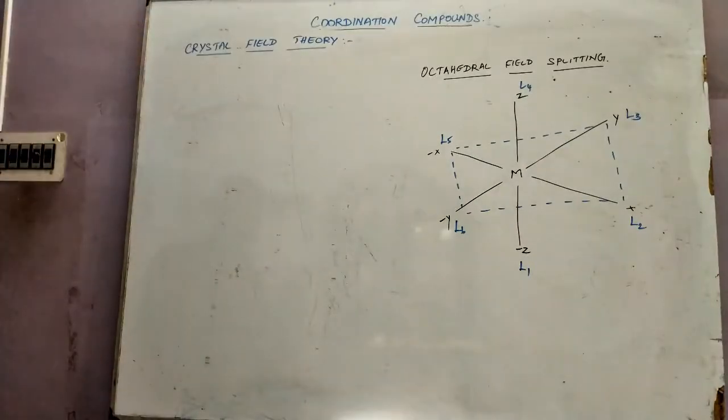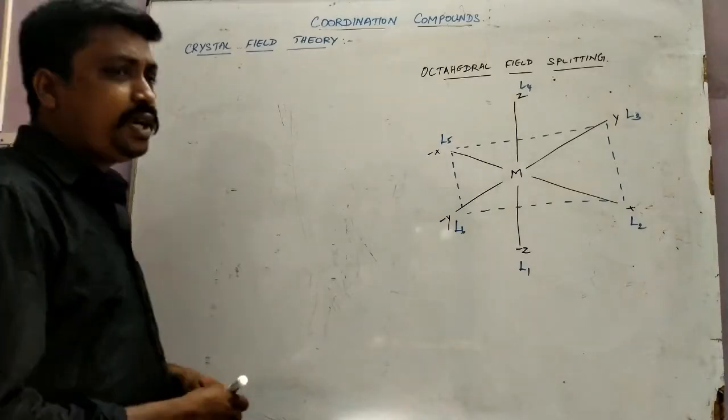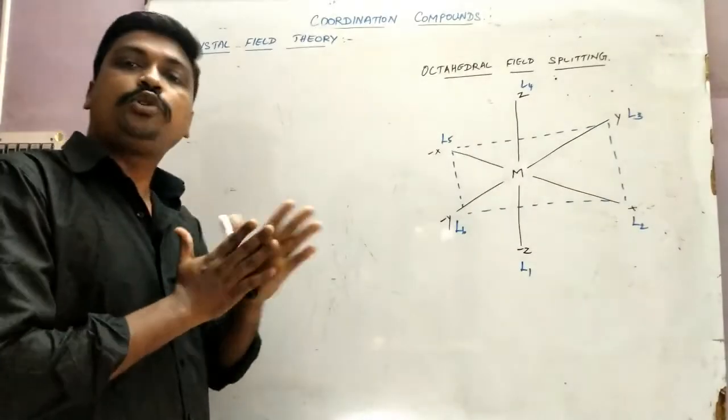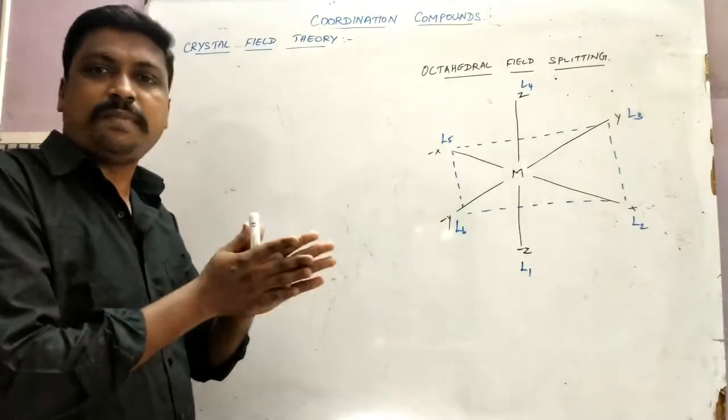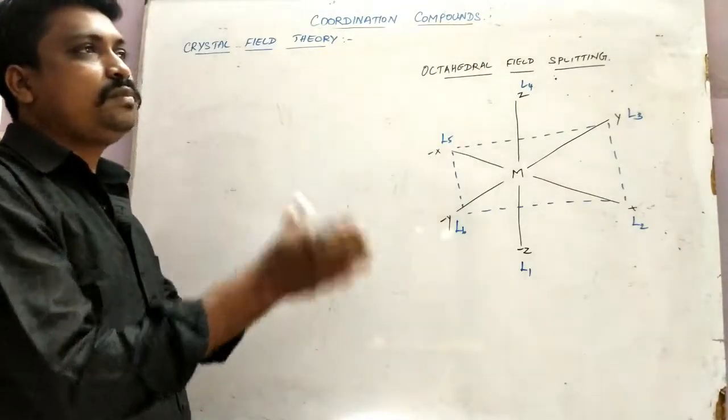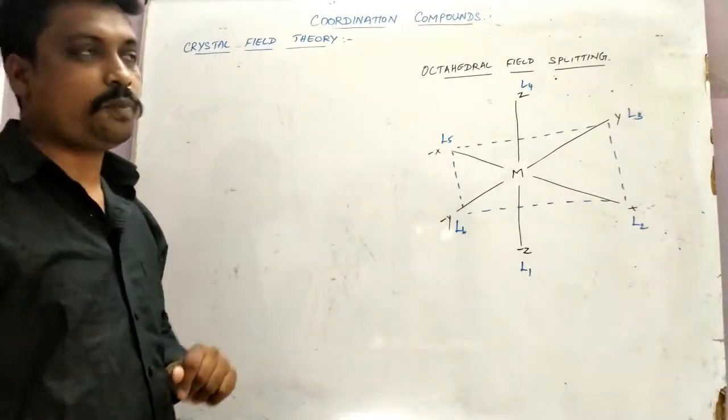Then what is the main defect? It is not able to explain properly whether the complex is a low spin complex or a high spin complex. That is the magnetic behavior. So in order to overcome those difficulties, crystal field theory was proposed.